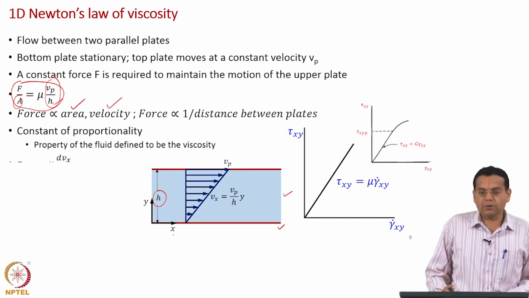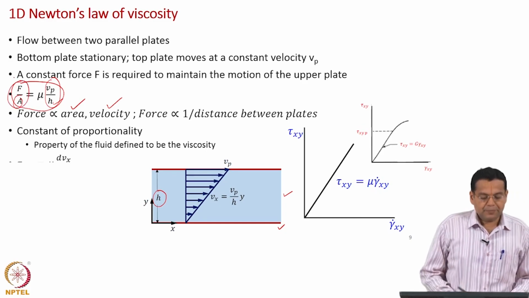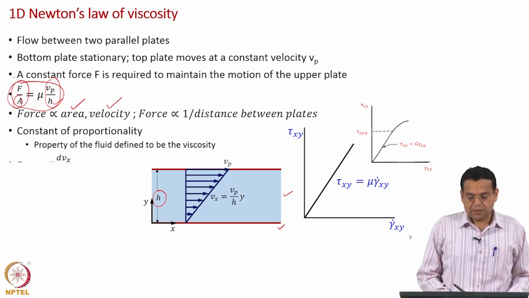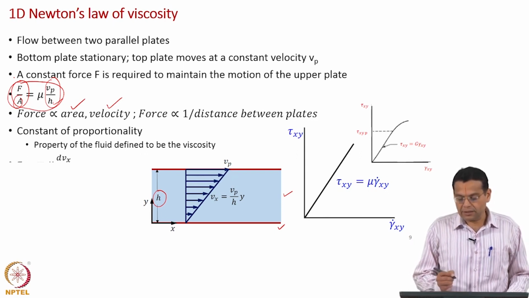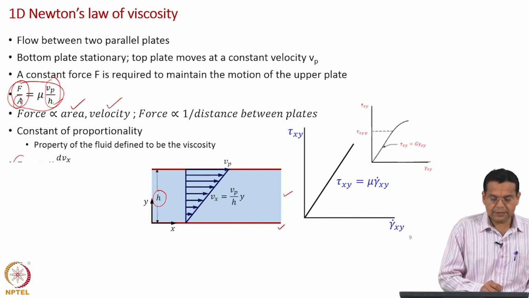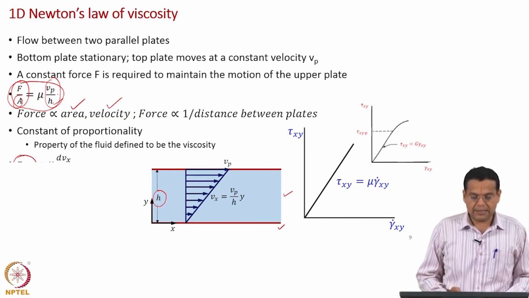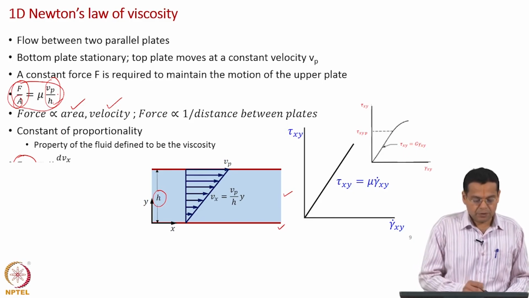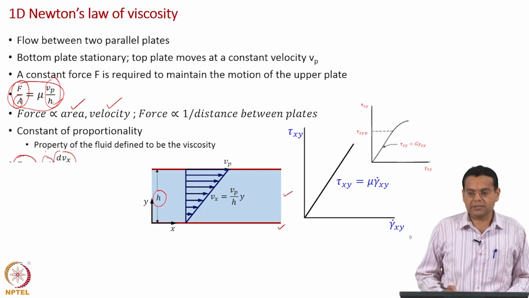So, how do you write this a little more formally? This F by A is the stress. Because it is tangential force, it is shear stress. Because the force acts along the x direction on a plane whose normal is the y axis, it is tau yx, and Vp by h is the velocity gradient. So, we write it as dVx by dy, and of course, viscosity.